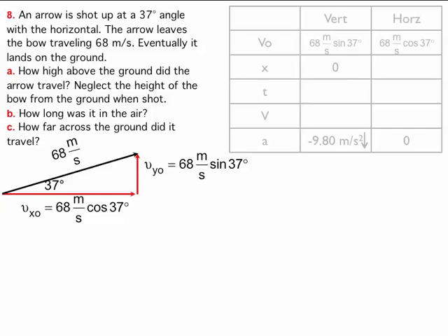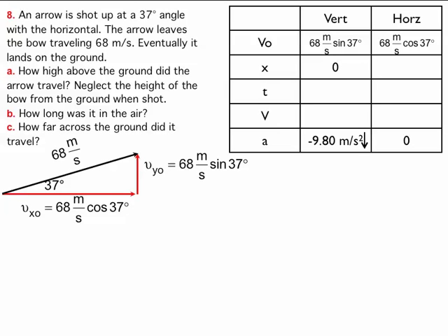I can put them in my table. So my data table, I'm using V-O-X-T-V-A. And then vertically, I know it's going up 68 meters per second sine 37, so that's a positive value because it's going up. The total displacement vertical, the difference between where it starts and stops, is 0. And the acceleration is equal to negative 9.8 meters per second squared going downwards. Horizontally, I know the velocity is 68 meters per second cosine 37, and horizontally there are no forces acting on it left and right, so that makes the acceleration horizontally equal to 0.